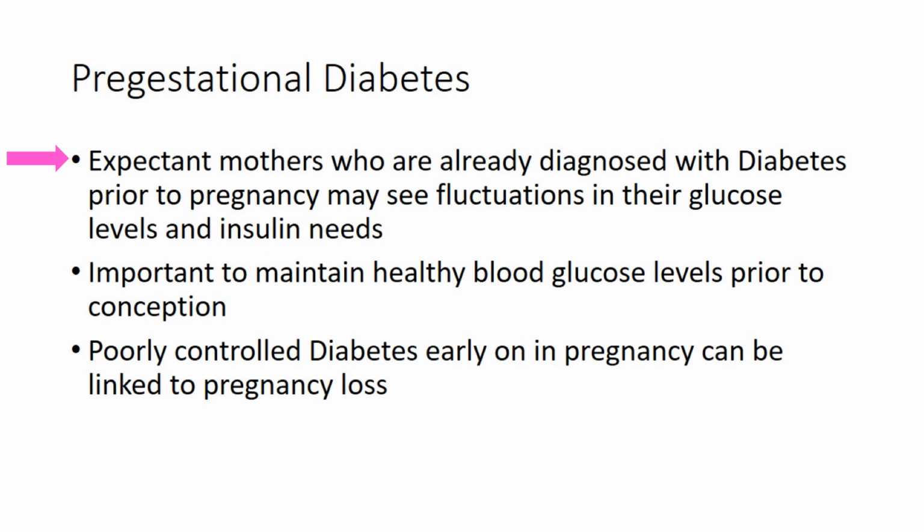It's important to know that pre-gestational diabetes is in regards to expectant mothers who are already diagnosed with diabetes prior to pregnancy. They may see fluctuations in their glucose levels and insulin needs. It's important to maintain healthy blood glucose levels prior to conception, and poorly controlled diabetes early on in pregnancy can be linked to pregnancy loss.